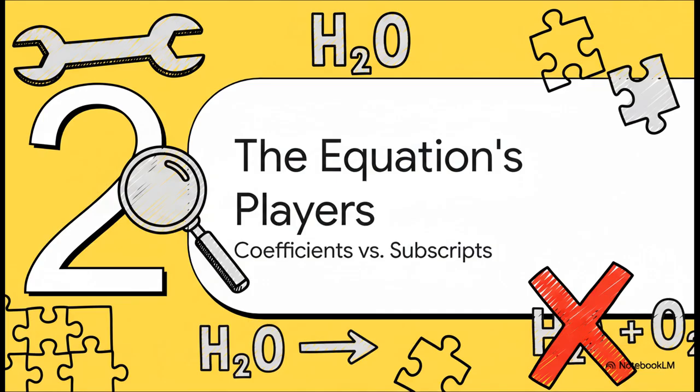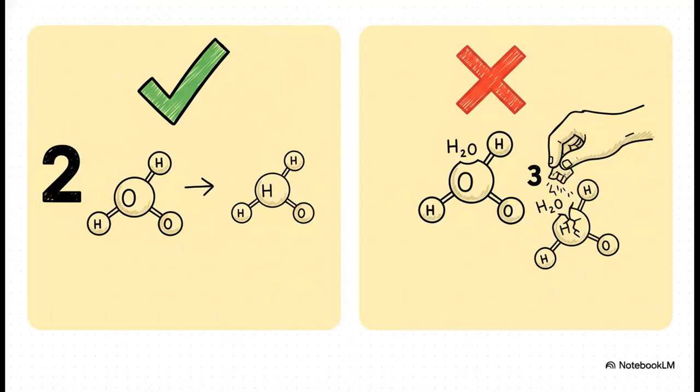Okay, so how do we actually get that balance? Let's meet the tools we're allowed to use, and maybe even more importantly, the one thing we are absolutely not allowed to touch. Okay, so you've only got one tool in your toolbox here, the coefficient. That's the big number you can write in front of a chemical formula, and it tells you how many of that whole molecule you have. Now, the subscript, that little number, defines what the molecule is. That little 2 in H2O is what makes it water. If you change that, you're not talking about water anymore, and you're breaking the rules of the game.